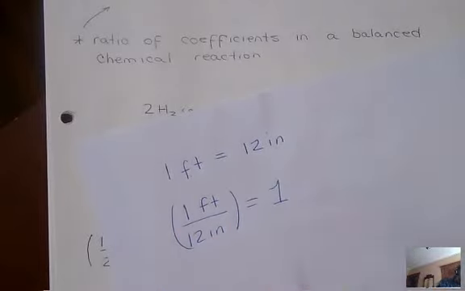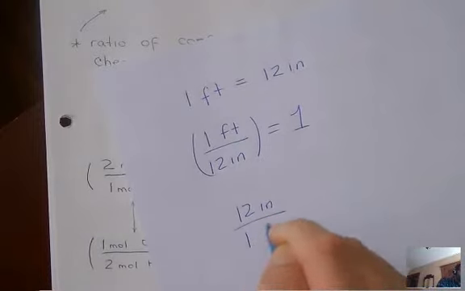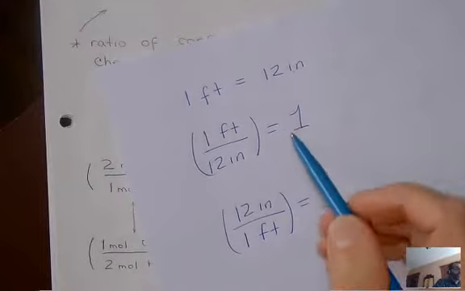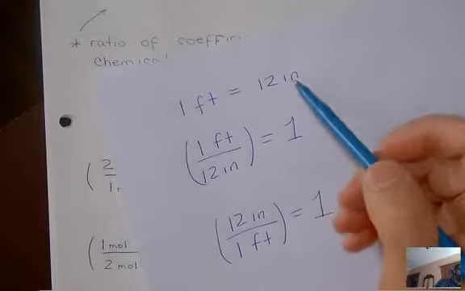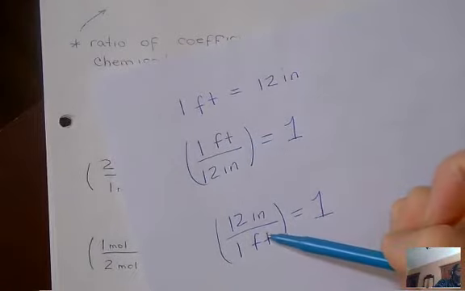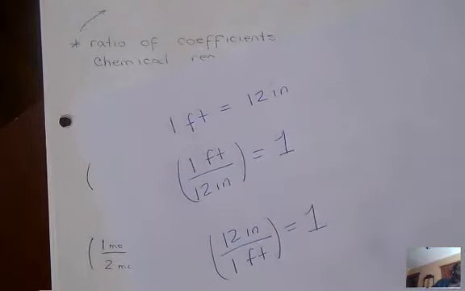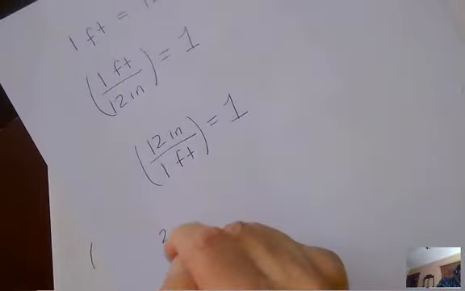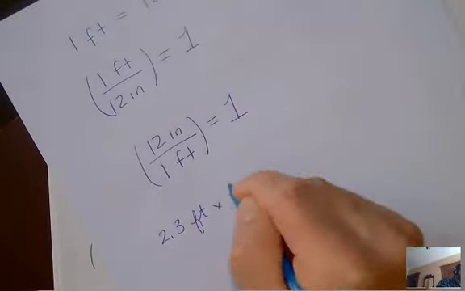And that's a true statement. And this, the flipped over version, is also a true statement. And what am I going to do with these ones? Well, I can always use them in conversion factors to multiply the number of inches or feet that I have in my situation to calculate the number of inches or feet that I'm interested in. Okay, so super quick one. If I have 2.3 feet and I say how many inches is that?